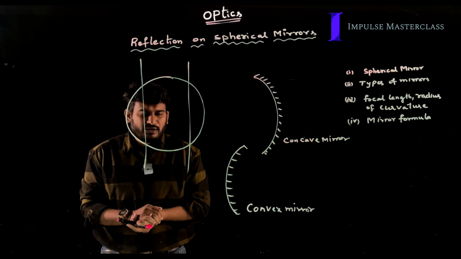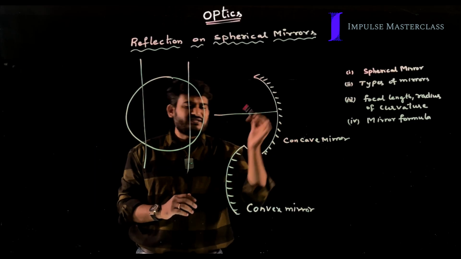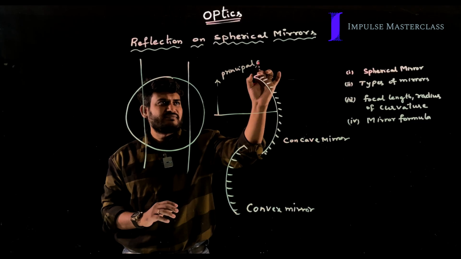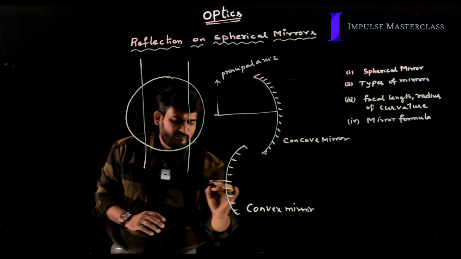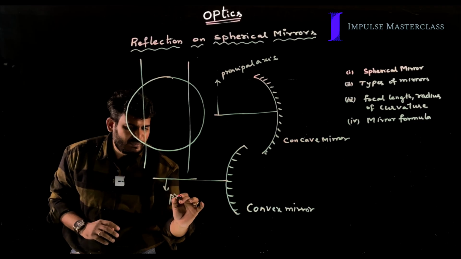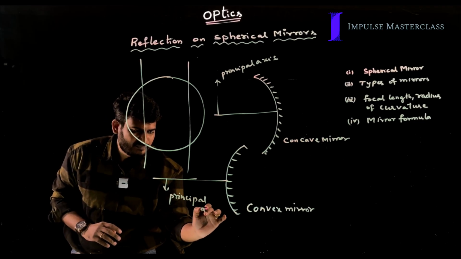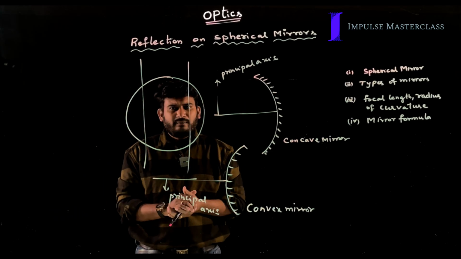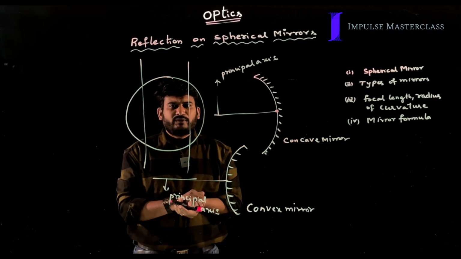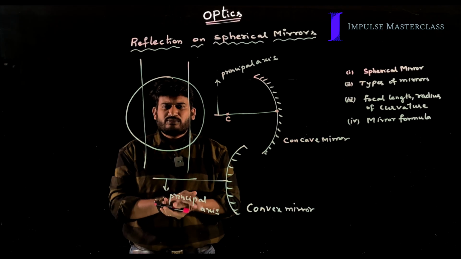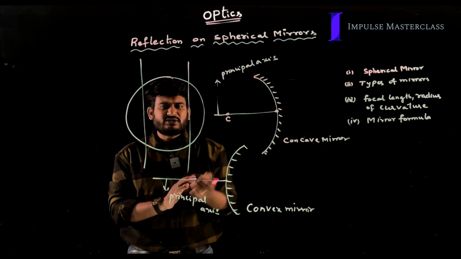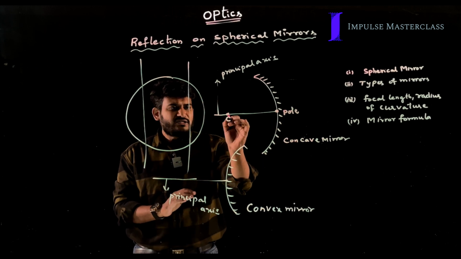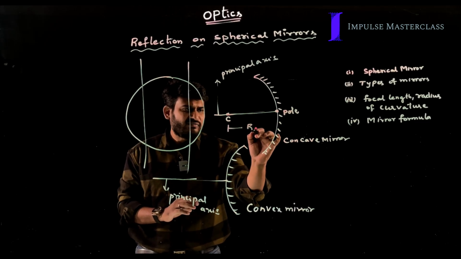Before going to know about the polishing, first of all you have to draw the axis. It is called the principal axis, students. This is called the principal axis for both the mirrors. Now here for the concave mirror, if we assume that this is the center of this curved surface, from the center to here, this one is called the pole of the mirror. The distance from the center to the pole of the mirror is called the radius of curvature, R.